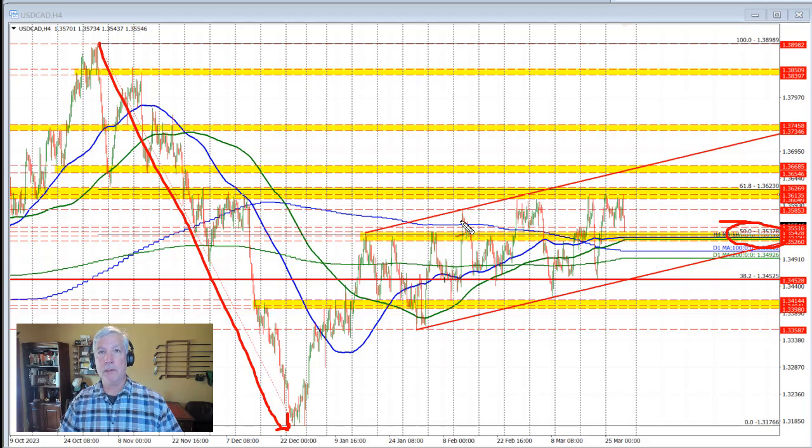So the buyers on the dip are trying to do their job. We'll see if they can keep that momentum or that support going and push the price back to the upside. Now, speaking of the upside, the high prices that we saw this week stalled within this swing area.